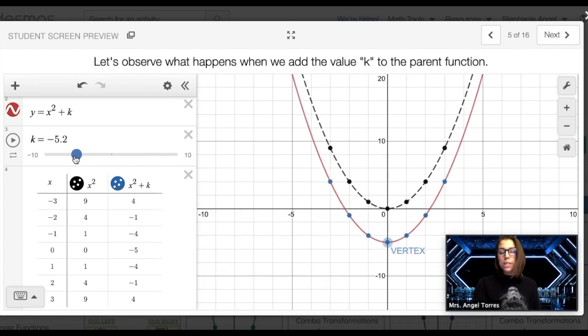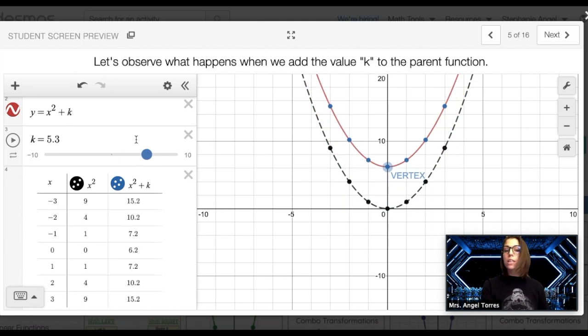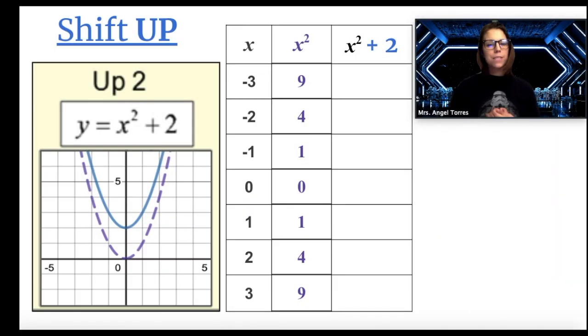What happens if I go the other direction? As I start to go into the negative values, you can see that my graph is starting to shift down. Each of my points is now directly below the points in the parent function, and in the graph, I've now subtracted 8 from each of my outputs. So as you add something on to your parent function, it's going to shift your graph up or down along the same vertical line.